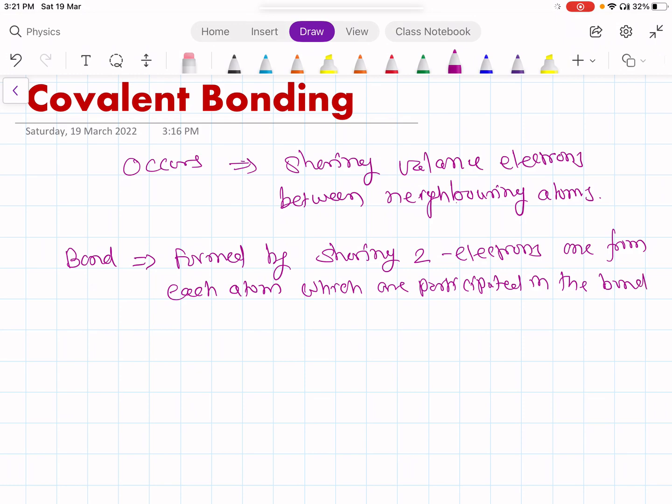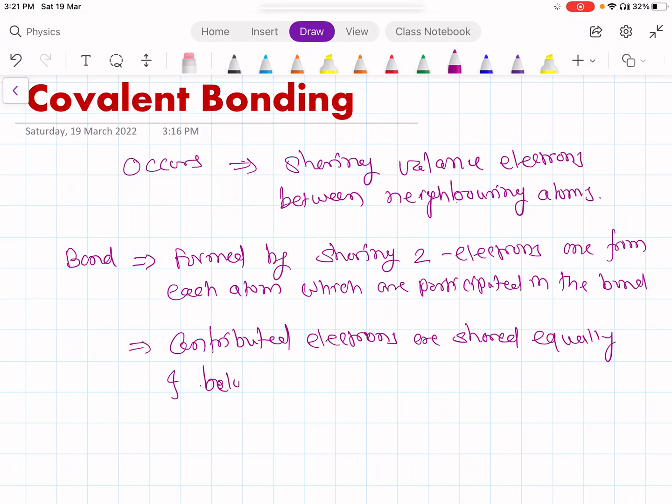So between the two atoms, the electron pair is shared. In the electron pair, there is one electron from each atom. They form an electron pair. And these contributed electrons are shared equally. Usually they are shared equally and belong to both atoms. We cannot say that this electron belongs to this atom. Both the electrons are shared equally and belong to both atoms.